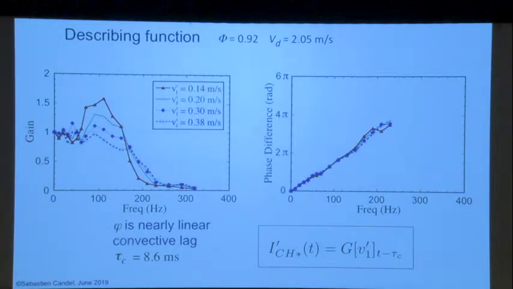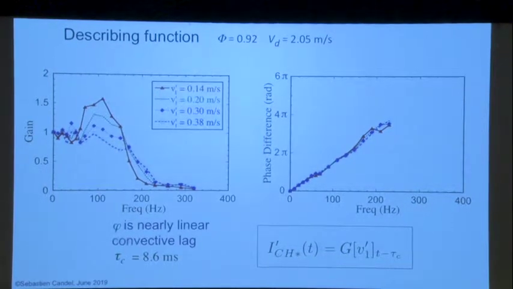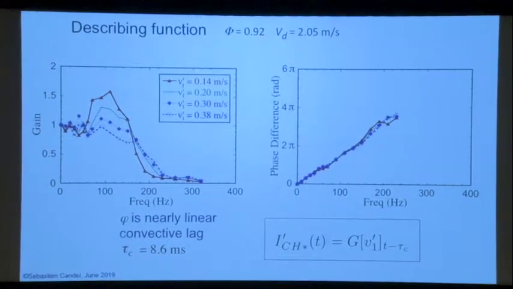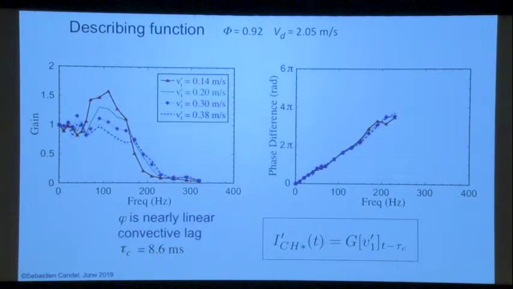So the gain diminishes as you increase the level. So the transfer function doesn't stay the same. It changes with the amplitude. We also have a phase which is essentially linear. So this indicates that there is a time lag. And it is possible actually to represent that by saying that the intensity, so the heat release, is proportional to fluctuation of velocity with a certain time lag.